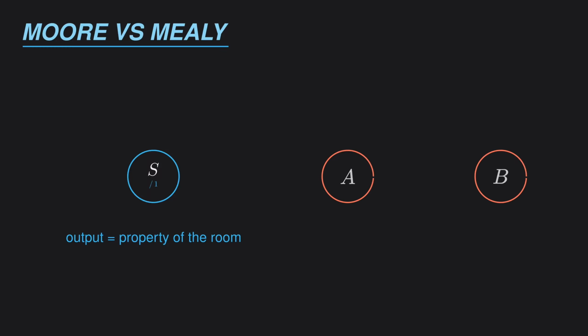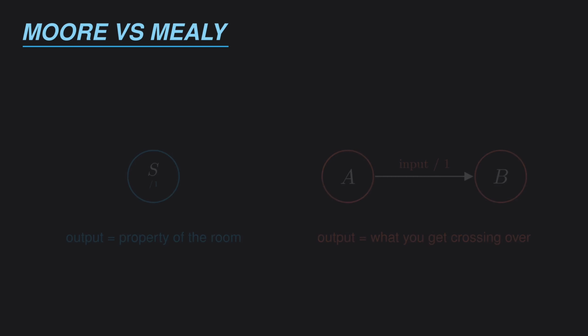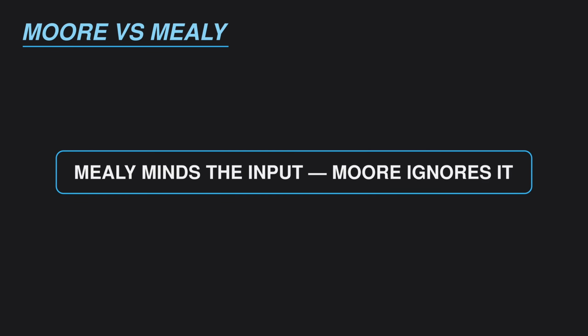Think of it this way. In a Moore machine, the output is a property of the room you are standing in. Walk into a state, and its output is fixed. In a Mealy machine, the output is what you get for doing something while you are in that state. It depends on the input you apply on the way out. This distinction matters more than almost anything else here. So here is the retrieval phrase. Mealy minds the input. The Moore output ignores it.